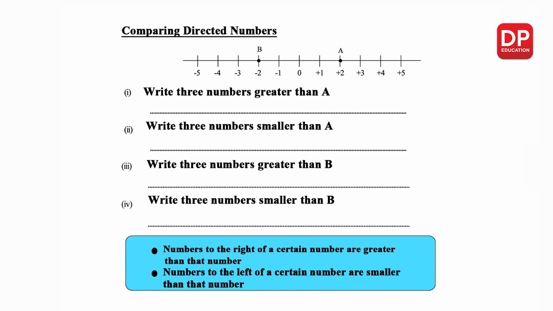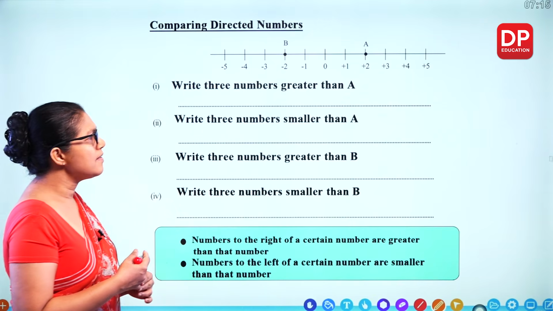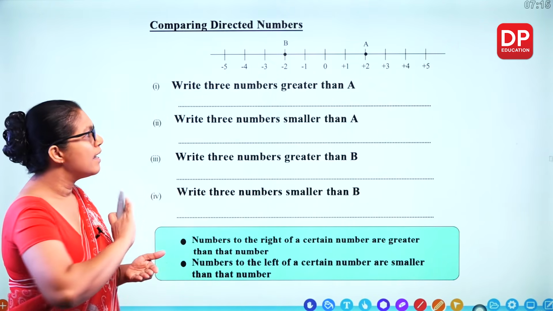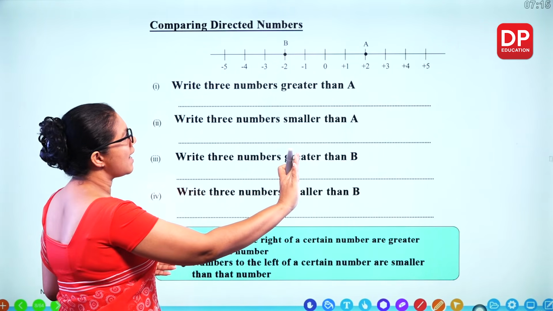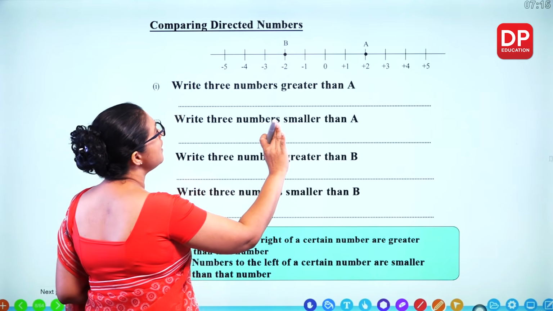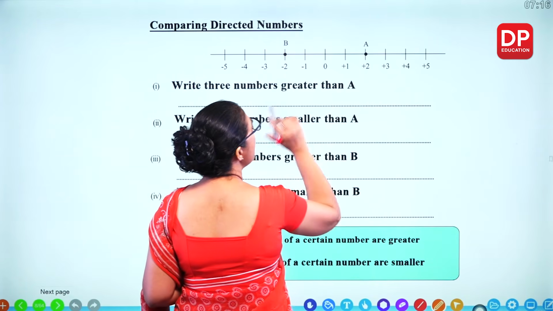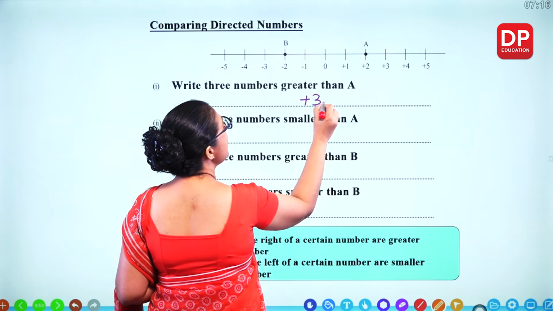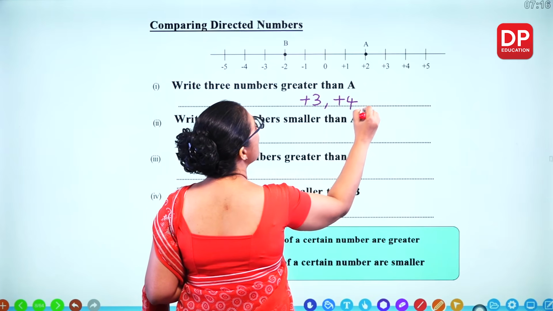Now we'll compare directed numbers. Look at the number line. Write 3 numbers greater than A. Greater means you can't include A. Greater means towards right side. So write down 3 numbers greater than A. So I can write +3, +4, +5.